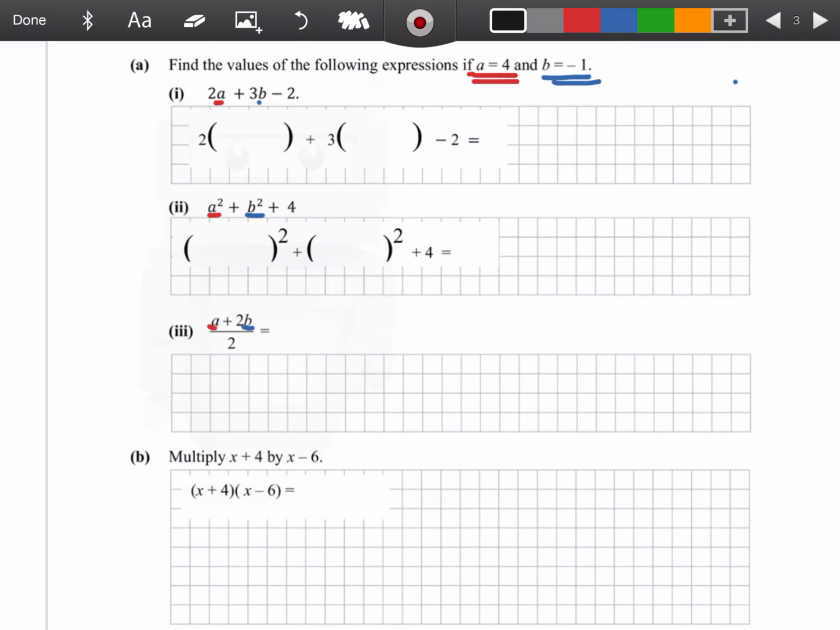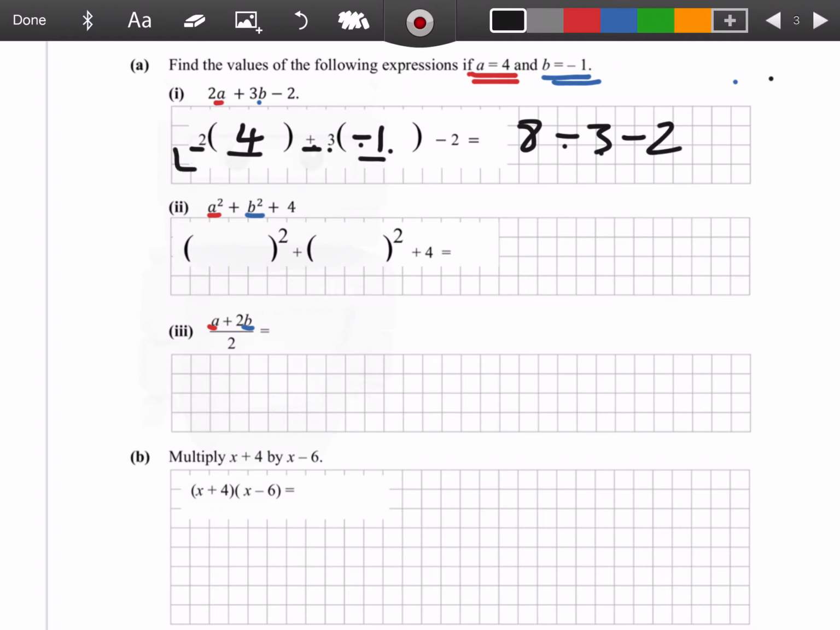Okay, so I'm just putting in the values that I've given you regardless. Wherever I see those letters, it gives you the space to do it in the first two. So a is 4, so I'm going to pop that in there. And b is minus 1, so I'll pop that in there. And then I solve. Okay, so 2 times 4 gives me 8. Plus 3 by minus 1 gives me minus 3. Because the signs are different, my answer is minus. 3 times 1 gives me 3. And then I take away 2 as well.